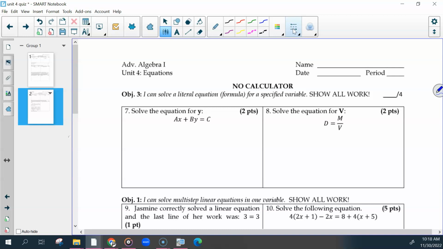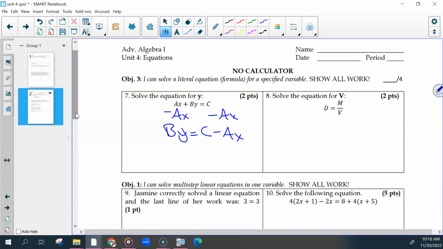So starting with our literal equations, we needed to solve them. For number 7, get y by itself, we needed to subtract ax from both sides. Some of you were putting ax minus c. That can only go one way, so make sure you put that the right way. And then divide everything by b. So y equals c minus ax all over b was your final answer for that one. That was worth 2 points, one for solving and one for getting the correct answer. Do we have any questions on that one?